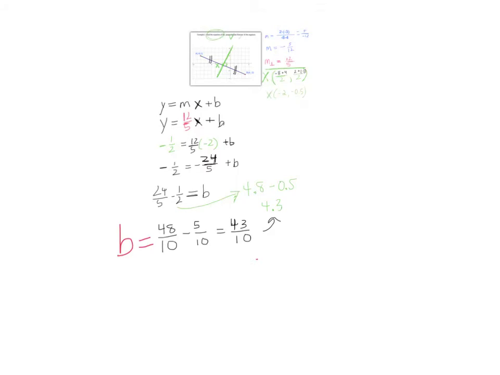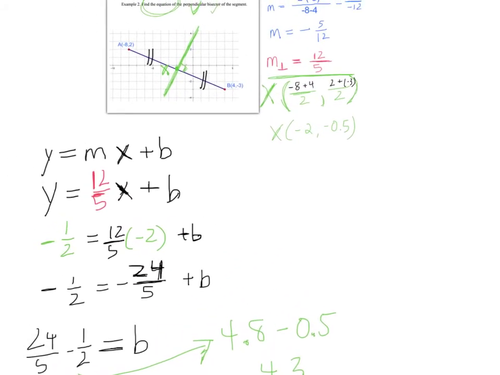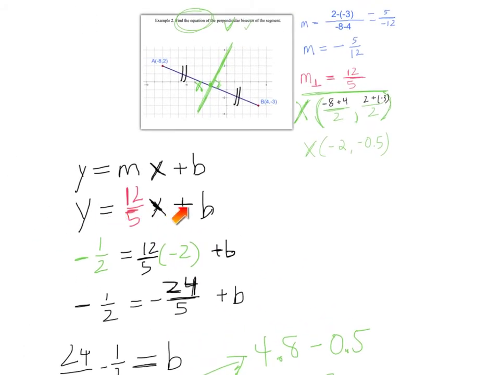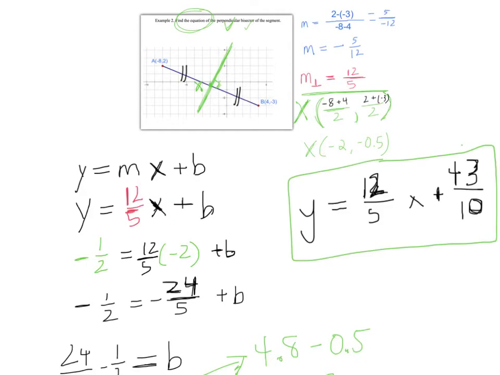Now, let's go back. I had this equation. I didn't know b, so I plugged in. But now I do know b, thanks to my work. So I believe my final equation will look like this. And because that looks like I drew it with my left hand, I will read it. y equals 12/5 x plus 43/10.